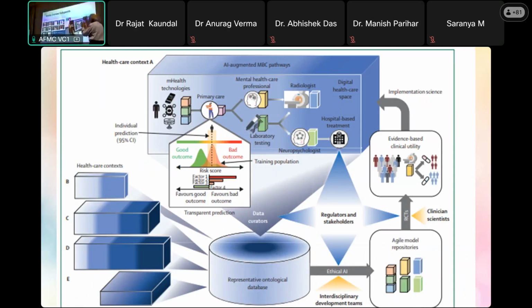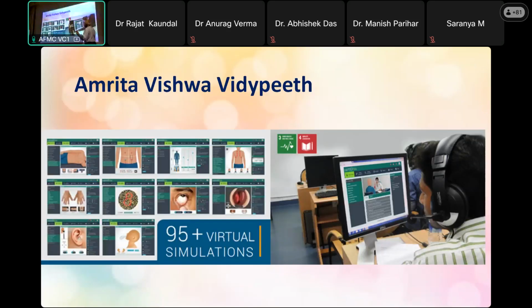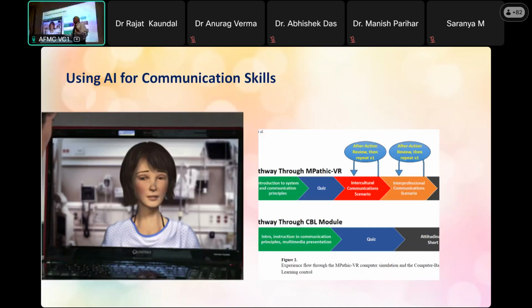There's Amruta Vishwa Vidyapeeth, which now has 95 more virtual simulations. This is from India again. AI is now extensively used for communication skills. Now, she showed Sarah. There are so many Indian versions that have come which are now trying to teach you, and they are health communicators. So we have gone much further than what we really think.